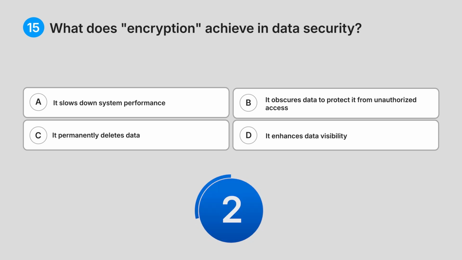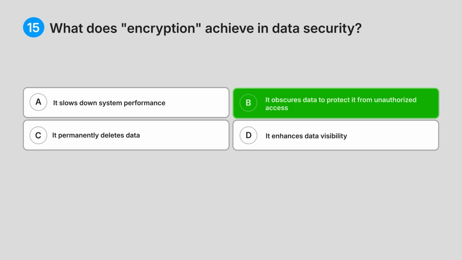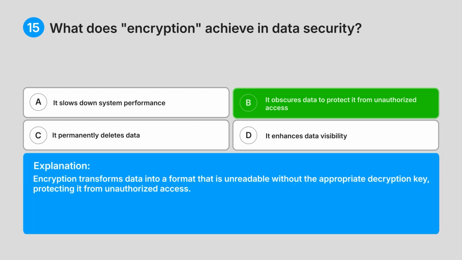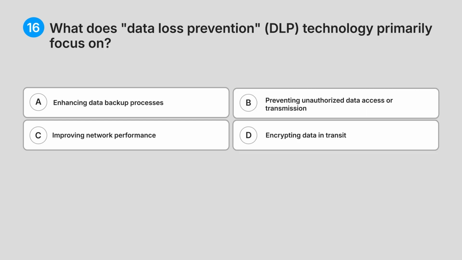Correct answer. B. It obscures data to protect it from unauthorized access. Explanation: encryption transforms data into a format that is unreadable without the appropriate decryption key, protecting it from unauthorized access. 16. What does data loss prevention, DLP technology primarily focus on?